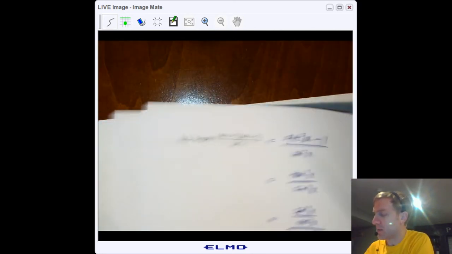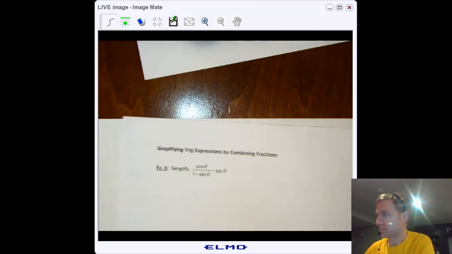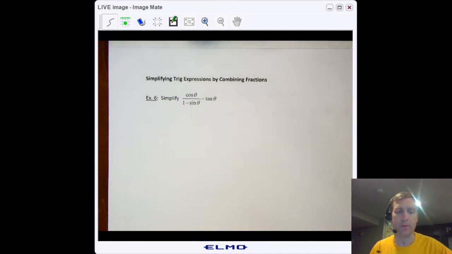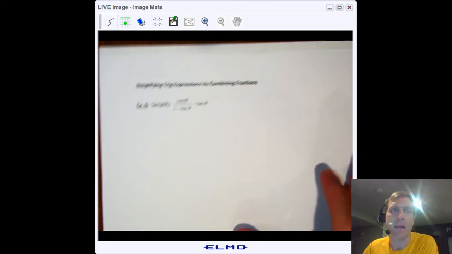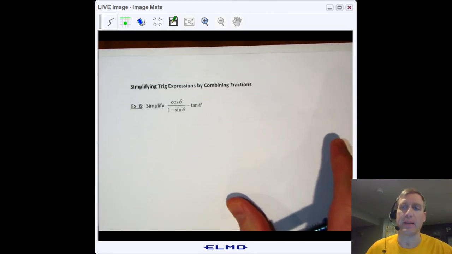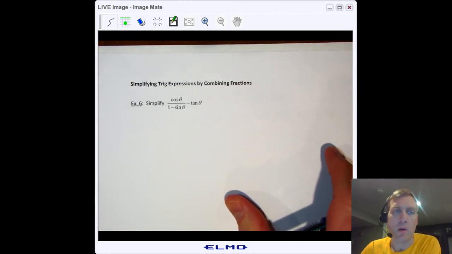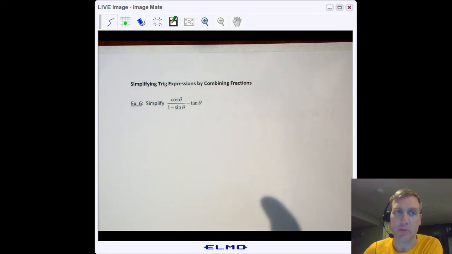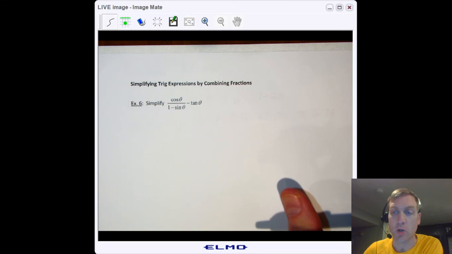Let's flip now to example 6. There's one more to do. Simplifying trig expressions by combining fractions. Okay, this is one method we're going to use very frequently. Anytime we're adding, subtracting, where we have fractions, you know what to do algebraically. We need to get a common denominator.